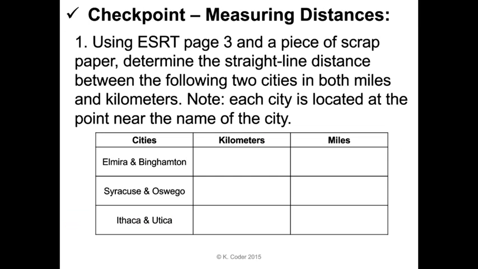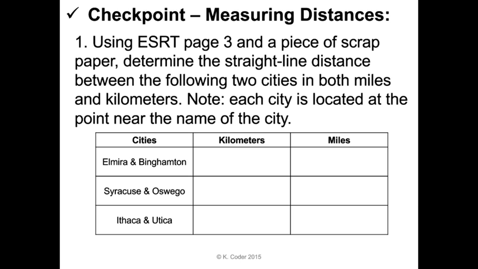kilometers. Okay, now using your earth science reference tables and a piece of scrap paper, determine the straight line distance between the following 2 cities in both miles and kilometers. Notice each city is located at a point near the name on the city. So what I'm going to do is I'm going to review this with you guys. Okay, and you guys are going to watch, and then when you guys come to class, okay, or we'll send home a piece of paper for you guys to work on this. Okay, so you get some practice.